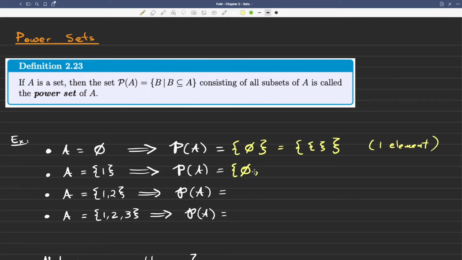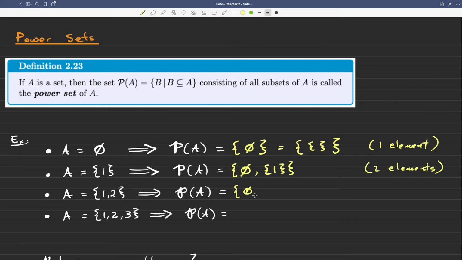And then the only other set that is contained in a one element set is that set itself. So this. And notice that here we have two elements. The two elements of the power set are the empty set and the set containing 1. Okay, we go to a set that contains 2 elements.